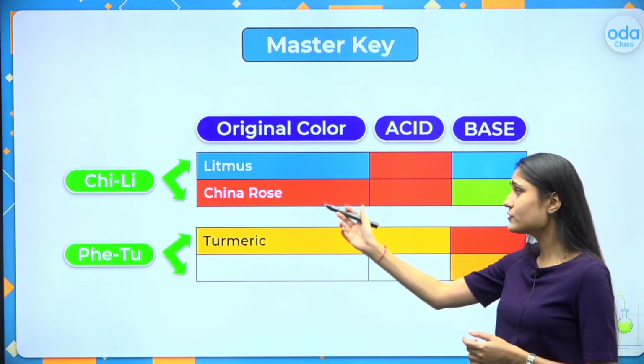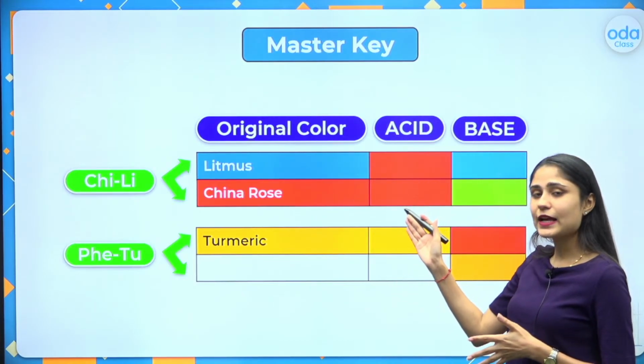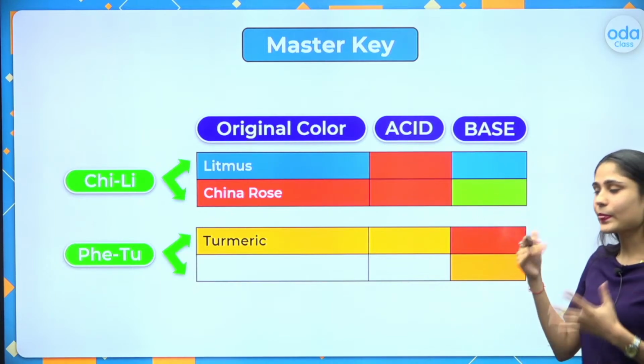Let's come to China rose. China rose is red in color. Its original color is red. Then it is red in acids and it is green in bases.